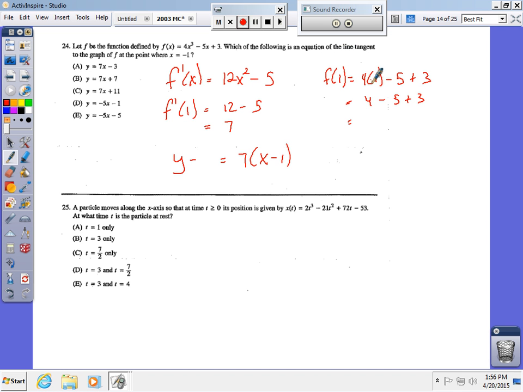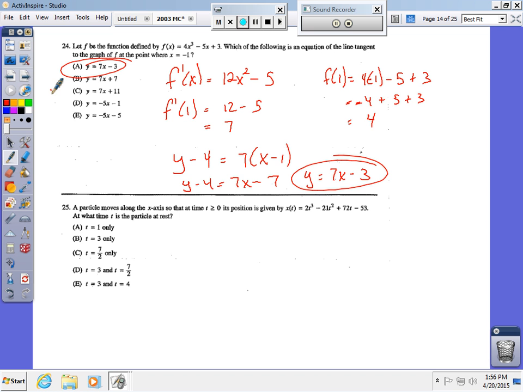Plug in negative 1. So that makes that negative, makes that positive. And that's 4. So minus 4. So now I've got to simplify that and put it in slope-intercept form. So y minus 4 equals 7x minus 7. Y equals 7x minus 3, which is A.